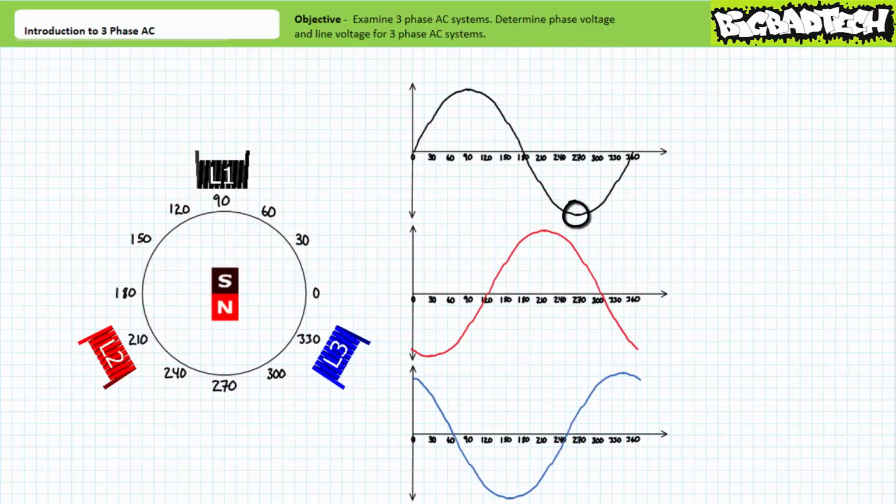At 270 degrees, winding L1 is aligned with the south pole, and induced voltage across winding L1 achieves a negative maximum. At 300 degrees, the approaching south pole causes induced voltage across winding L2 to cross zero, going negative. At 330 degrees, winding L3 is aligned with the north pole, and induced voltage across winding L3 achieves a positive maximum. At 360 degrees, or 0 degrees, the approaching north pole causes induced voltage across winding L1 to cross zero, going positive, and the process again repeats itself.